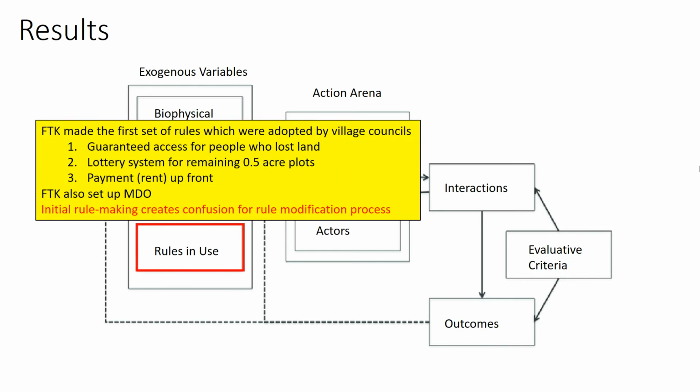Starting with the rules in use, FTK set up the very first rules, which were then adopted by the village council. One of these rules, or three of these rules, mean that people who gave up land get guaranteed access each growing season, and there are three growing seasons. For the remaining people, there is a lottery system, and payment is done up front. FTK also set up the MDO, which manages the farm. Because of the initial rules that were set up by FTK, there seems to be some confusion about modification of rules.